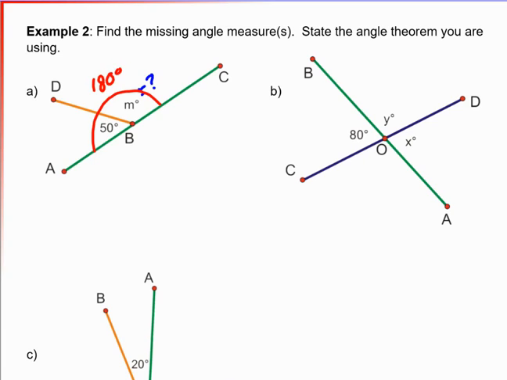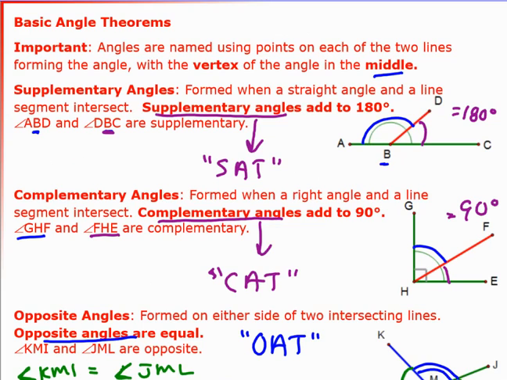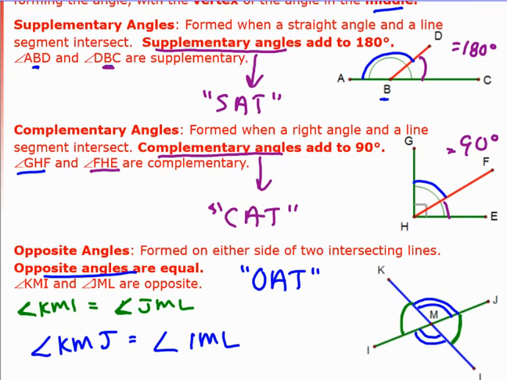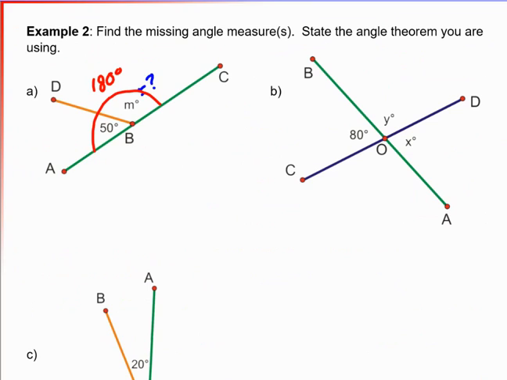So which one was that? So going back, which one looks like that? Okay, we look at them and it looks like this situation, the SAT. So we're going to use the SAT theorem, supplementary angle theorem, and we're going to say M will be 180 minus this 50. So M will be 130 degrees.